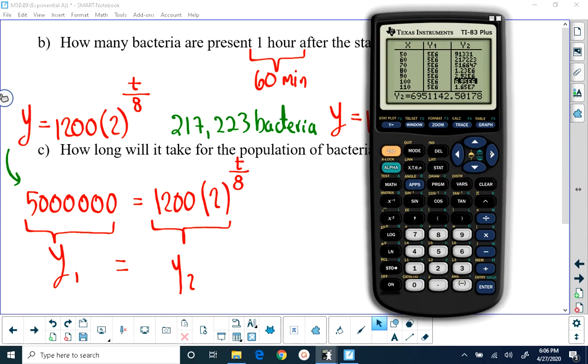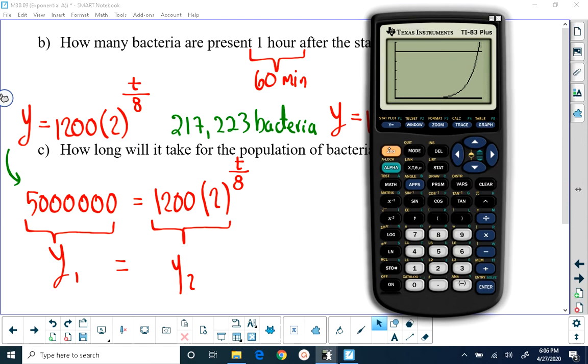Now, if I didn't reach 5 million right away, I would have gone back into my table set and maybe gone up by 20 or 30 or 100. But using my table, I can see that if I go up to 100 for x, that should be sufficient to find out where they intersect. There's the 5 million. And there's the 1200 times 2 to the t over 8.